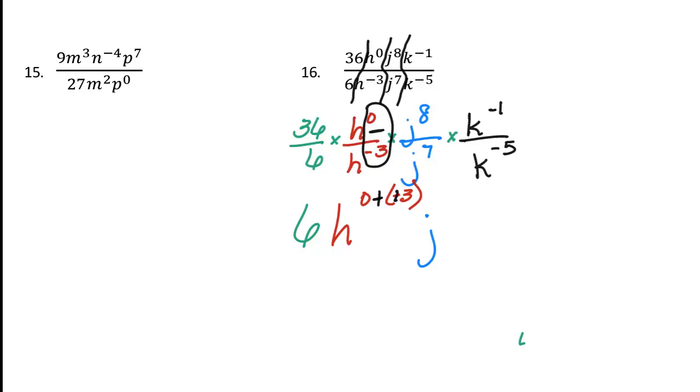What do I do with those exponents? Subtract. So that's 8 minus 7. And lastly, k to the negative 1st divided by k to the negative 5th. We're still dividing, so I still should be able to subtract, right? Yes.